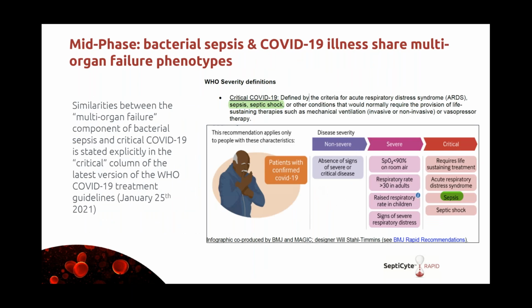In the mid-phase, bacterial sepsis and COVID-19 share multiple organ failure phenotypes, which we see both in bacterial sepsis, where we have onset of organ failure requiring intervention, and with regards to COVID-19, the WHO recently, over the last 2 years, has published multiple severity indices, the last one showing that those patients with critical COVID have under their breakdown of criteria, sepsis and septic shock, paralleling the process of bacterial infection as seen with bacterial sepsis.